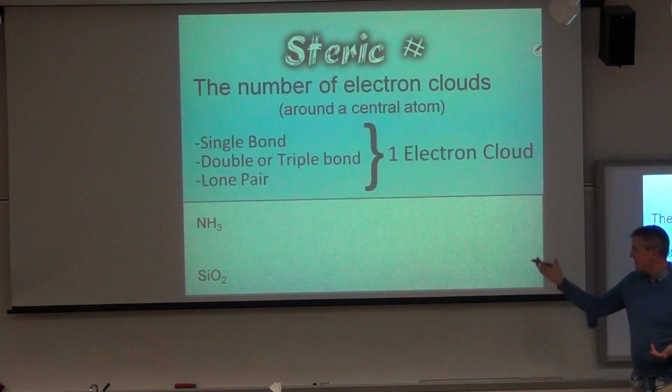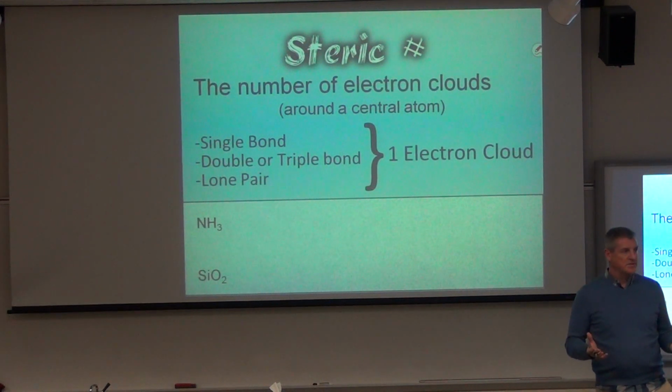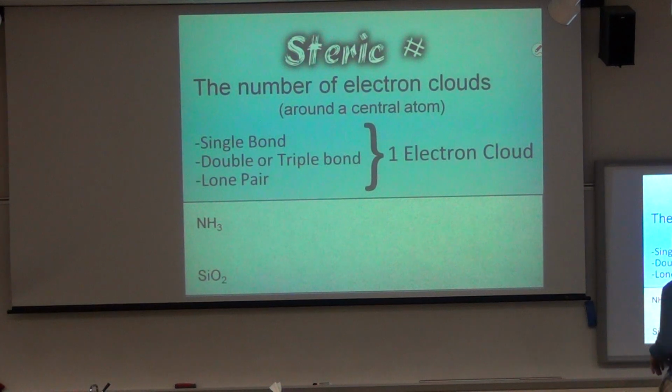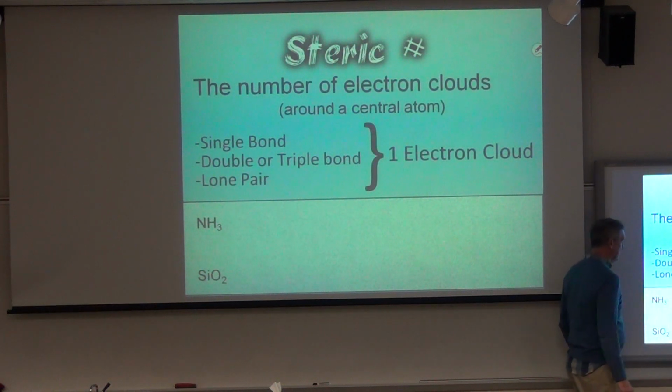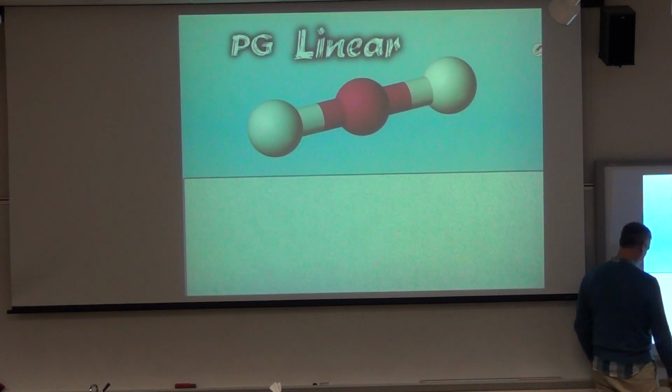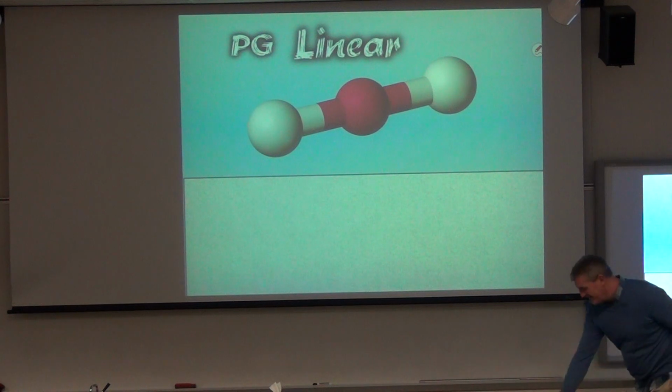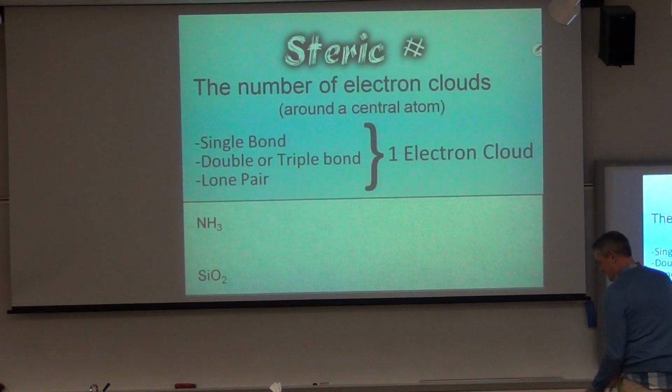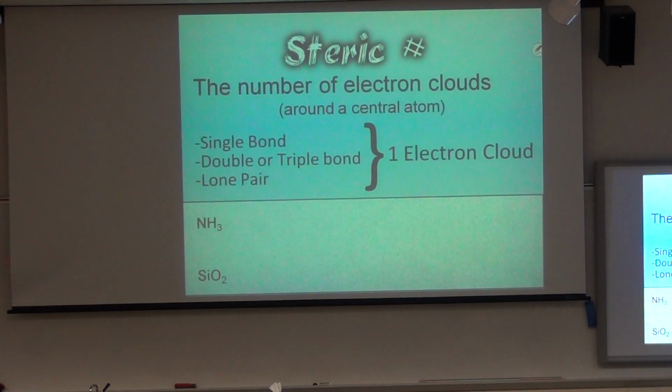So you don't have to draw this. I'm just going to sketch a couple of very simple examples to illustrate how we can identify electron clouds. NH3 is a Lewis dot structure that we just drew last week on our test.